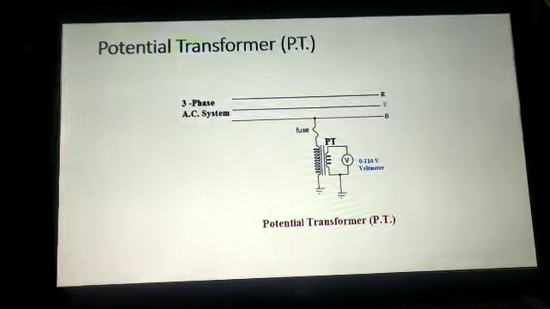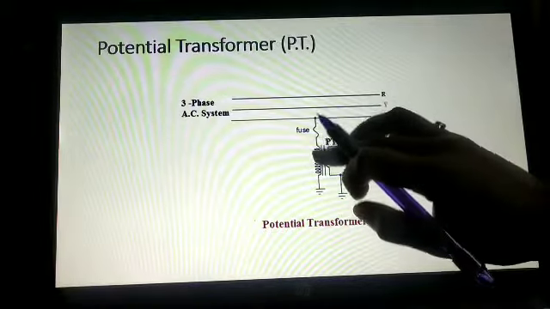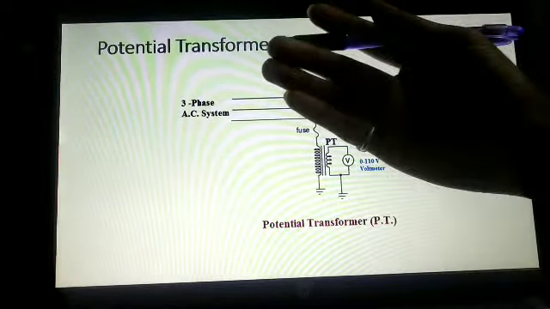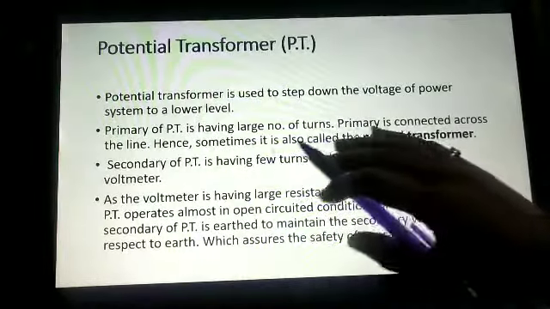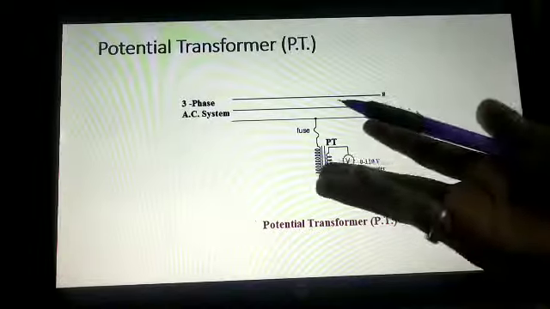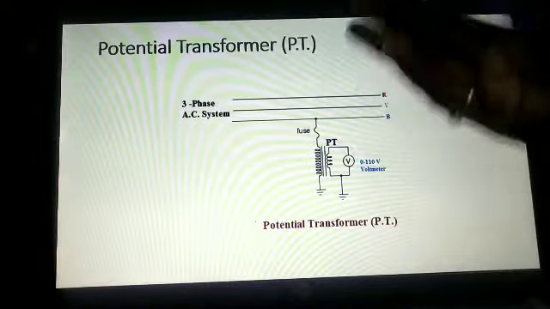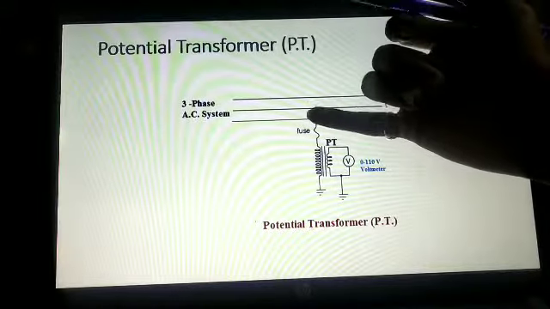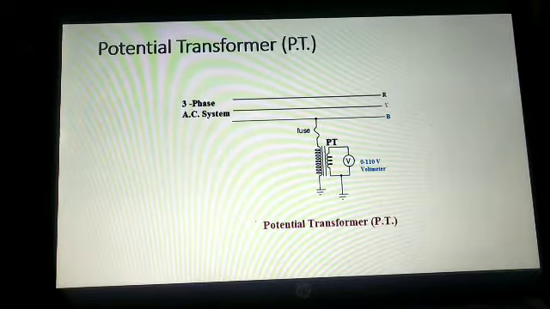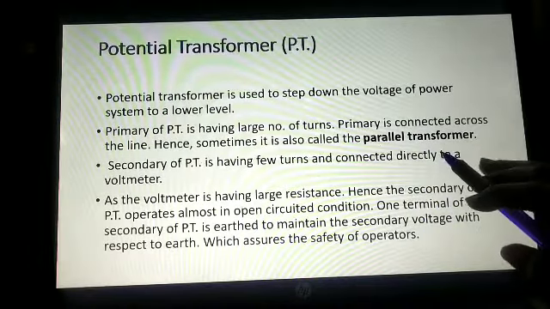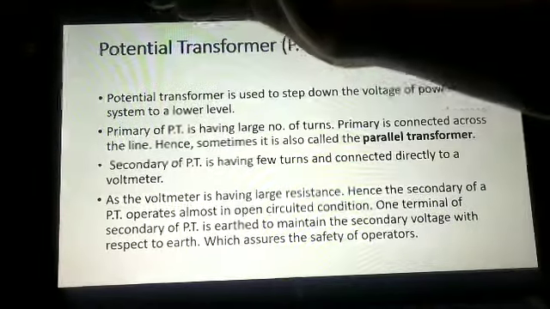So we will first write about the primary side. In our primary side, the number of turns are large, right? Number of turns are large. Primary is connected across the line. So in current transformer also primary was connected across the power system. So here also our primary is connected to the line. And sometimes it is also called as parallel transformer. So clear about the primary side.